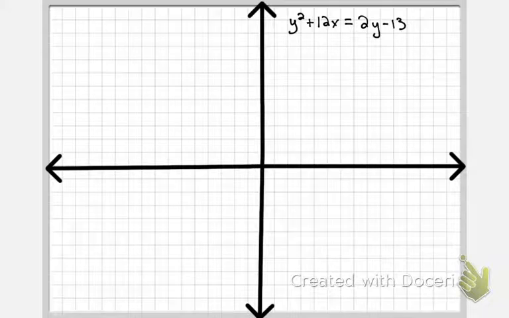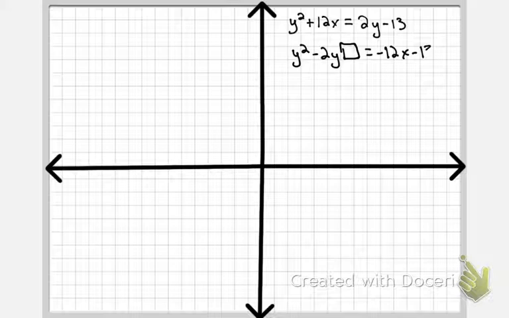The next example that I'm doing is number 16. Again, this time I do need to rearrange it. So I'm going to subtract 2y, subtract 12x, and I will have y squared minus 2y box equals -12x minus 13 box. So basically I'm in general form and I need to put it into standard form.